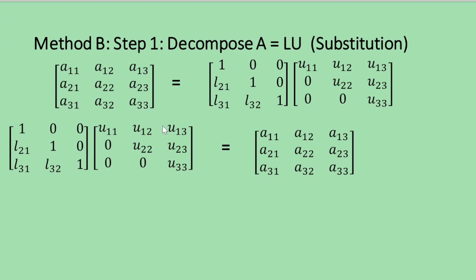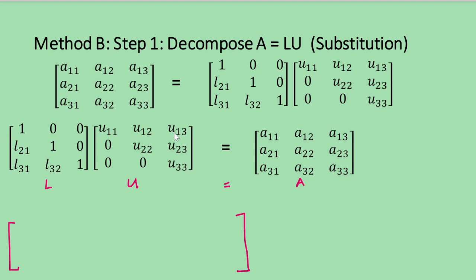In the previous section, we have discussed decomposing matrix A to matrix L and U using the row reduction or Gauss elimination method. In this section, we will use the second method to decompose matrix A into the product of matrix L and U using the substitution method. In order to use the substitution method, we would multiply matrix L and U and compare the product of LU with matrix A.